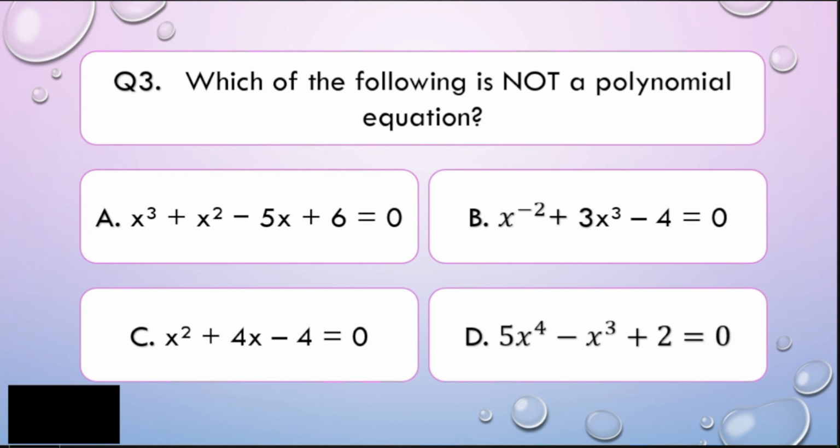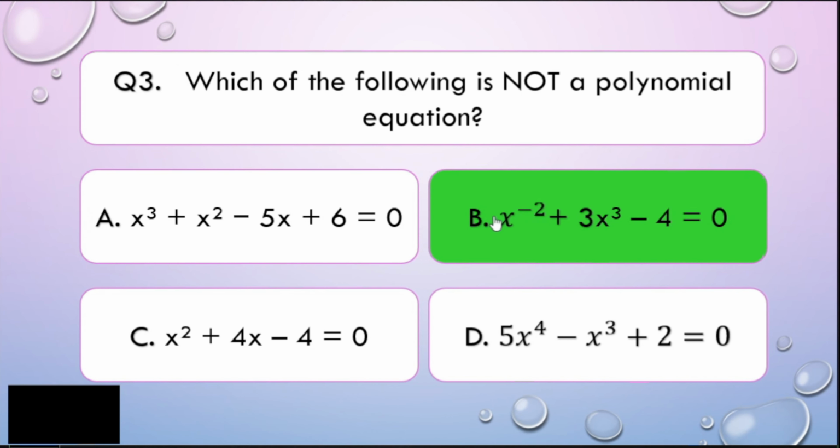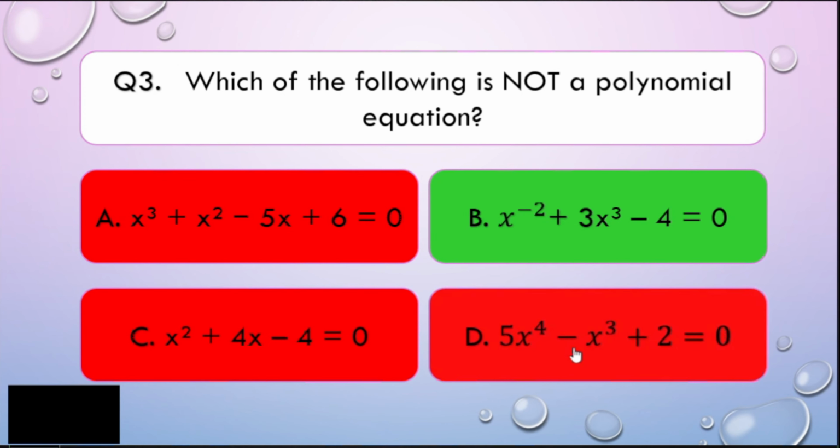Second, if there is a variable inside the radical sign. Third, if there is a variable in the denominator. And finally, if you have an exponent that is a fraction. So, basically, my dear math learners, among the choices here, there is only one equation that does not satisfy a polynomial equation, and that is the equation with a negative exponent. That is letter D. Alright. Easy, right? Very easy, my dear math learners.